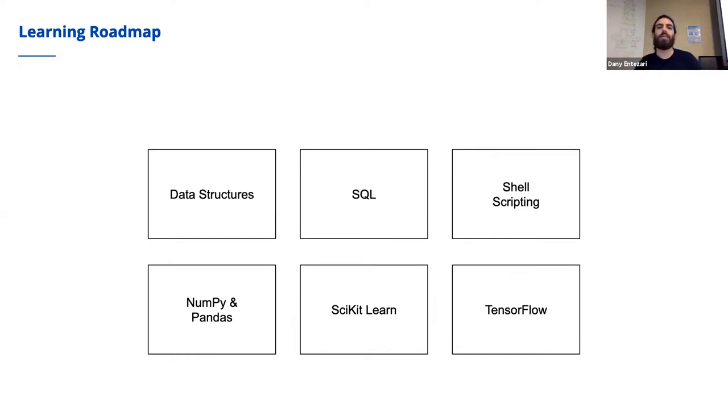In TensorFlow and in scikit-learn, what we're trying to do is statistics with programming. Probability theory with programming. With NumPy and pandas, we're trying to do linear algebra with programming. If you do not know linear algebra, if you do not know statistics and probability theory, it's not really going to matter that you know Python, right?